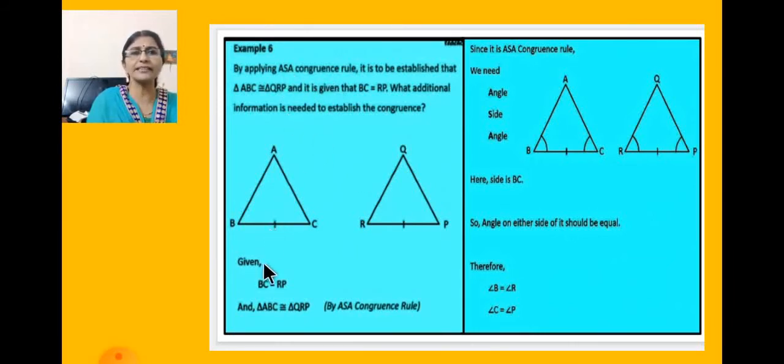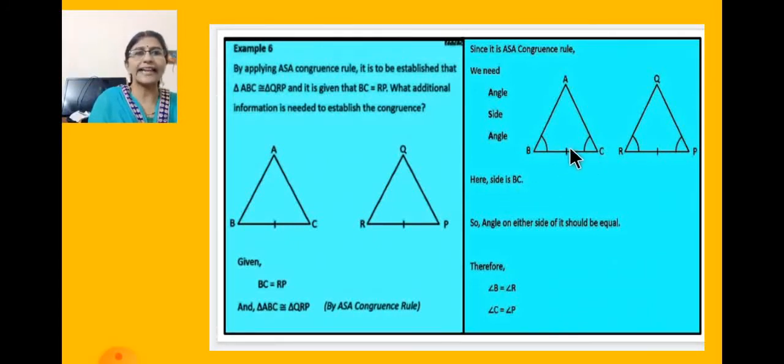So we know only this side. What is given, we'll write: BC is equal to RP. And we have to prove these two triangles are congruent: triangle ABC is congruent to triangle QRP by the ASA congruence rule. And you know in the ASA congruence rule, angle side angle, we have to take two angles and the side should be in between the angles. So here you need two more angles, and the side should be in between these two angles. So that is the thing.